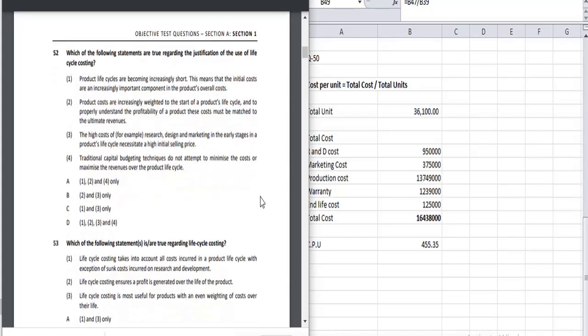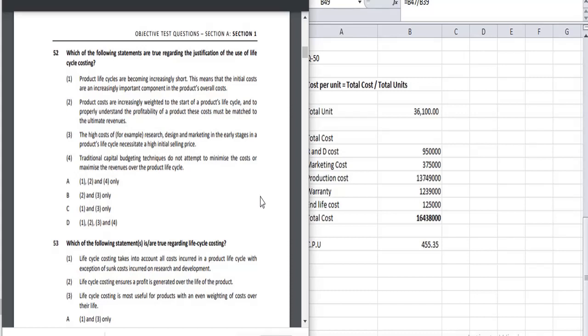Okay, 52. Which of the following statements are true regarding the justification of the use of life cycle costing? Okay, the first statement is: product life cycles are becoming increasingly short. This means that initial costs are an increasingly important component in the product's overall cost.